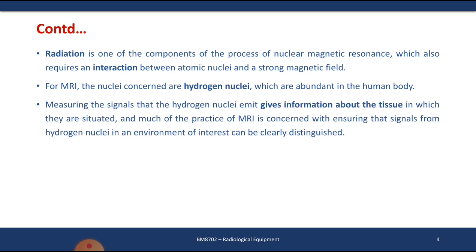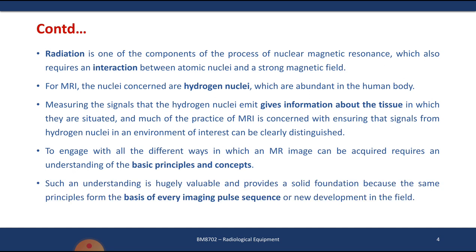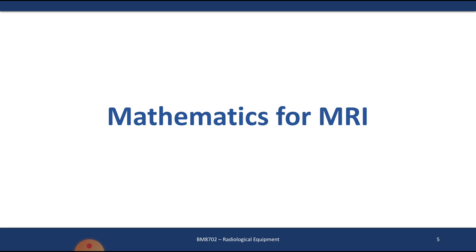So, this is the interaction between the atoms inside the body and the magnetic field. We will be able to get information about the tissue by measuring the signals that are emitted by the hydrogen nuclei. We'll see some basic principles and concepts before getting into the detail of nuclear magnetic resonance. Why do we need to study all these things? Only if we know the basics well enough will you be able to understand MR reconstruction and how the signals are detected, all those things. So, we'll start with the mathematics for MRI.